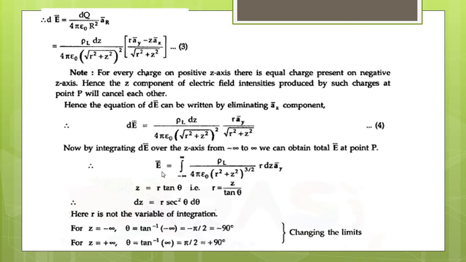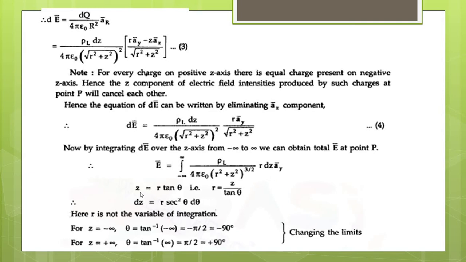Now to find the total electric field intensity, we need to integrate this equation between minus infinity and plus infinity. Therefore, E is equal to the integral from minus infinity to plus infinity of rho L divided by 4 pi epsilon naught. Combining both of these terms, we can write r square plus z square whole power 3 by 2. Then we have an r term, then the dz term, then the ay term. Here we need to use some substitution.